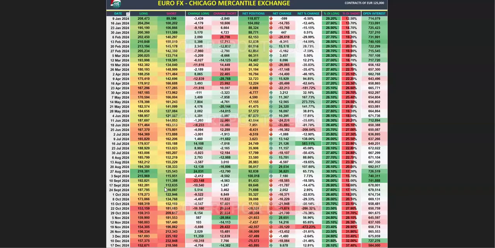Then we have what we call change in long and change in short position. Right here you see how many buy contracts they are adding or subtracting from the market. Right here you also see how many sell contracts they're adding or subtracting from the market. So if they're adding more sell positions than buy positions, that means this currency, which is Euro, is becoming weaker. So you will have to pay for it with a stronger currency like USD.